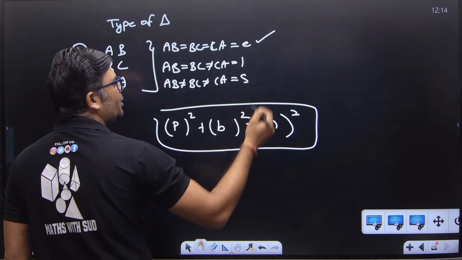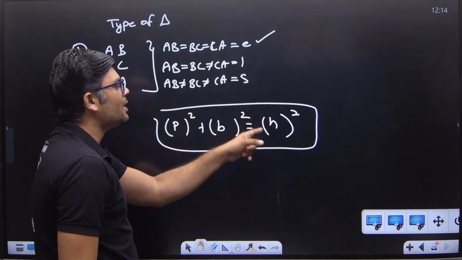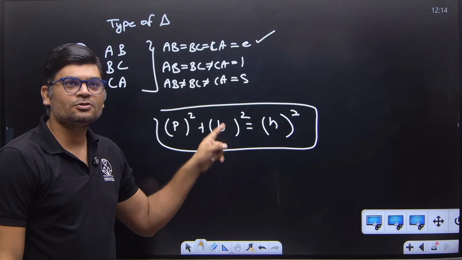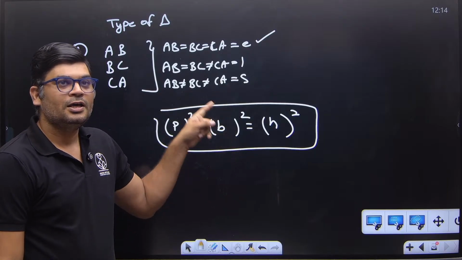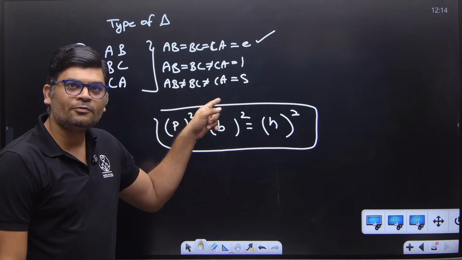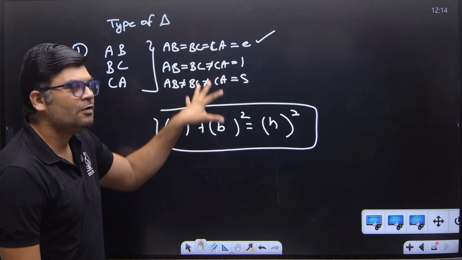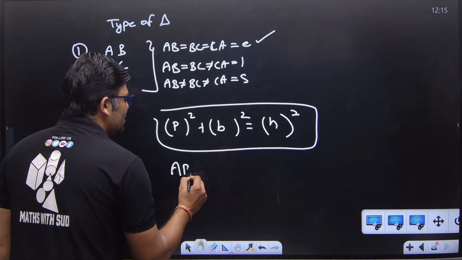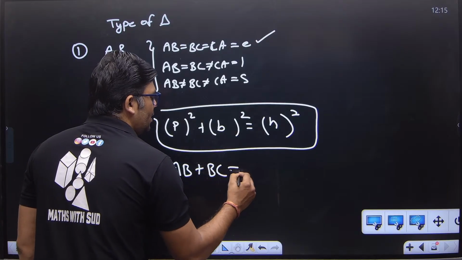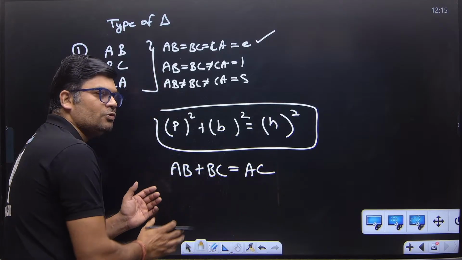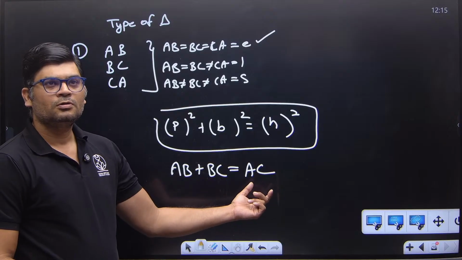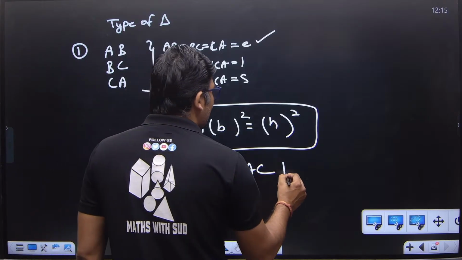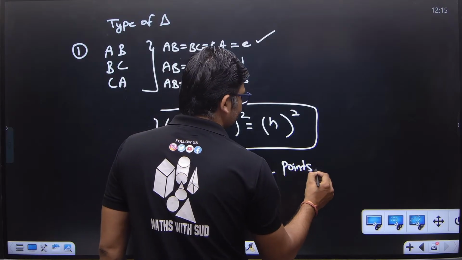For this you don't need to check because an equilateral triangle can't be a right angle triangle. But an isosceles triangle can be a right angle triangle, so you have to check this as well. A scalene triangle can be a right angle triangle, so you have to check this as well. If none of these cases come, then the final case will come where AB plus BC may be equal to AC. The sum of any two smaller sides will be equal to the third side, the largest side. Then in that case, the points are collinear.